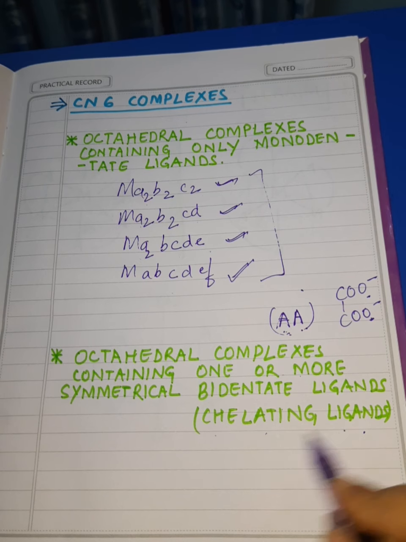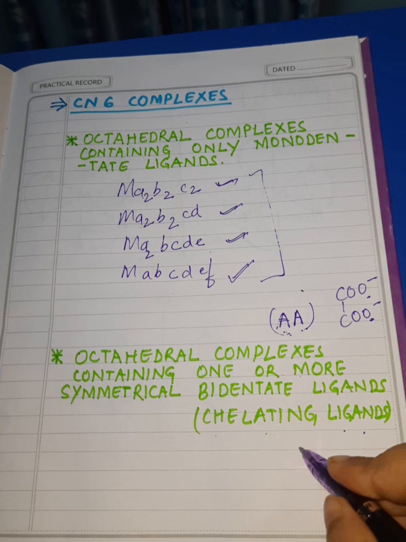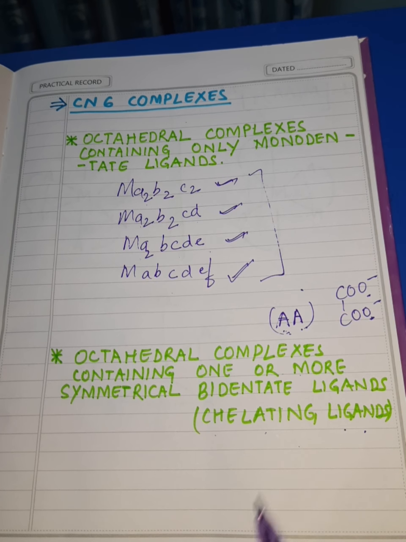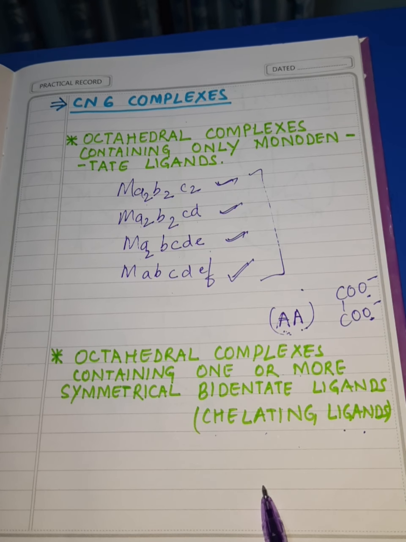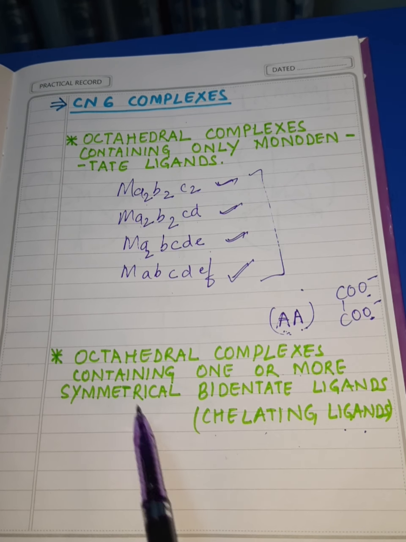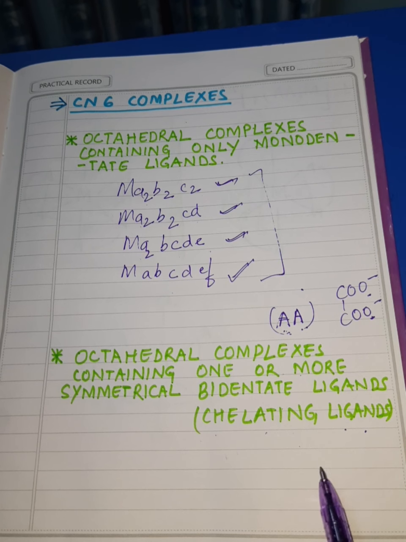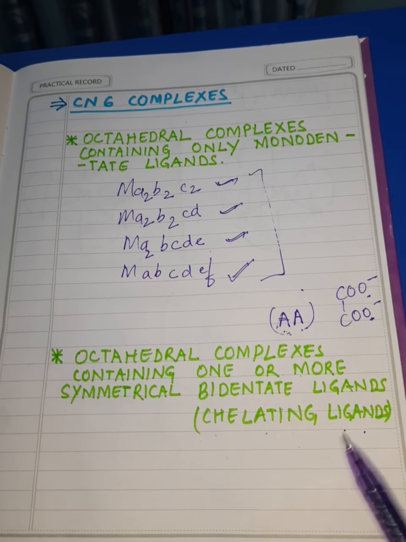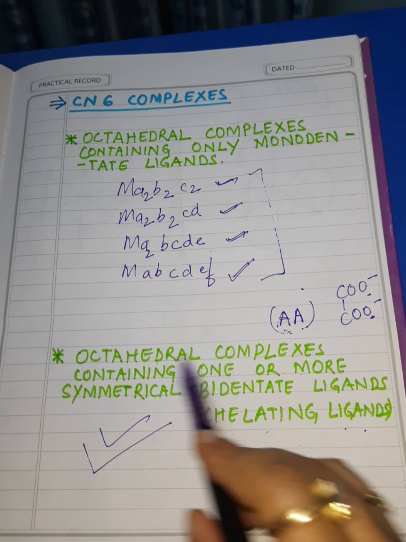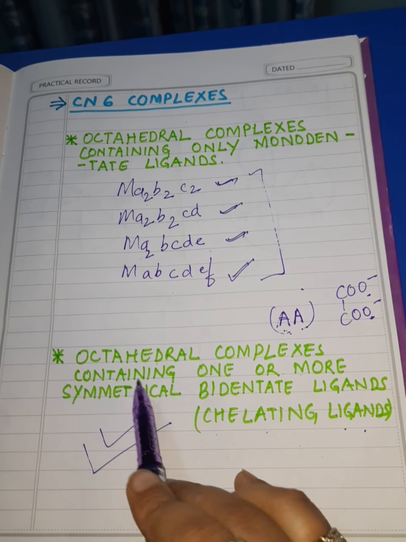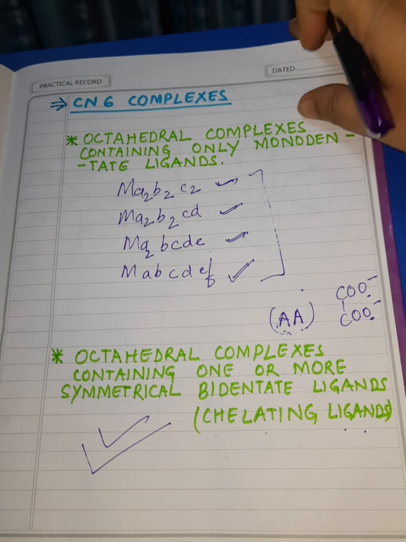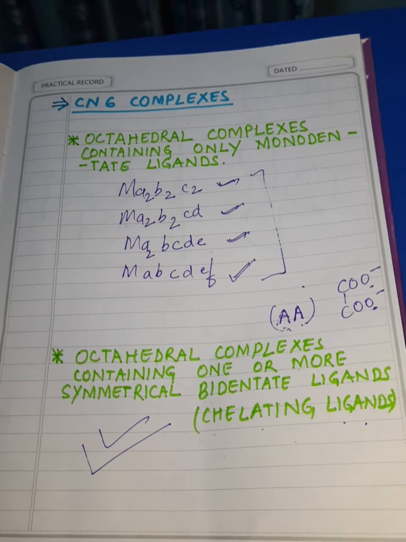Chelating ligands are those ligands which, when bonded with a central metal atom or ion, give rise to a ring-like structure. Alright. So here we comfortably see the presence of optical isomerism, and such complexes can easily be resolved. So it's very comfortable to study optical isomerism in octahedral compounds which contain one or more symmetrical bidentate ligands. So let us see some of them here.